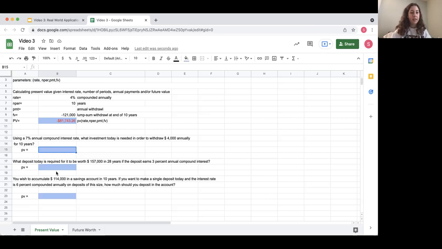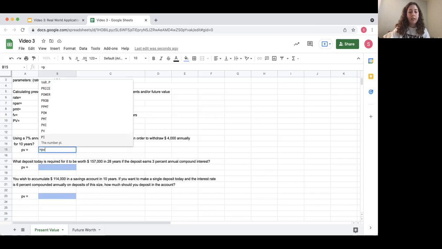So using a 7% annual compound interest rate, what investment today is needed to withdraw $1,000 annually for 10 years? So for this one, you're given a number you want to annually withdraw, so that's the payment. You're not given your final value.